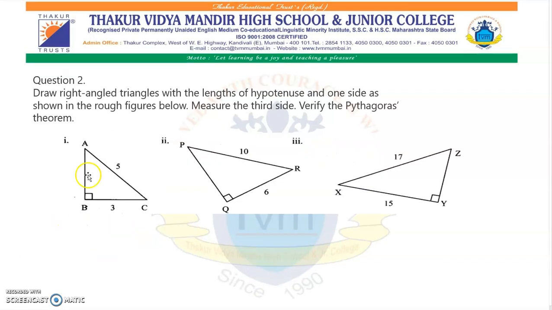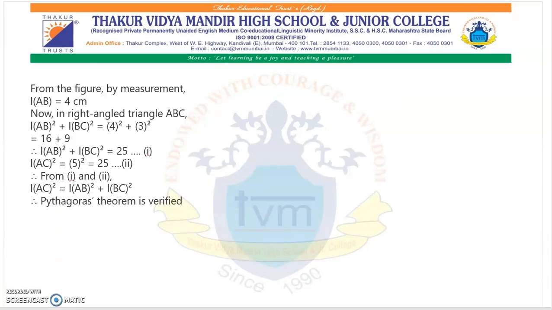Draw right angle triangles with the length of the hypotenuse and one side as shown in the figure below. Measure the third side. Verify the Pythagoras theorem. Like this, the figures will be given to you. Two sides they will give you, and they will ask you to measure the third side and then verify the Pythagoras theorem.